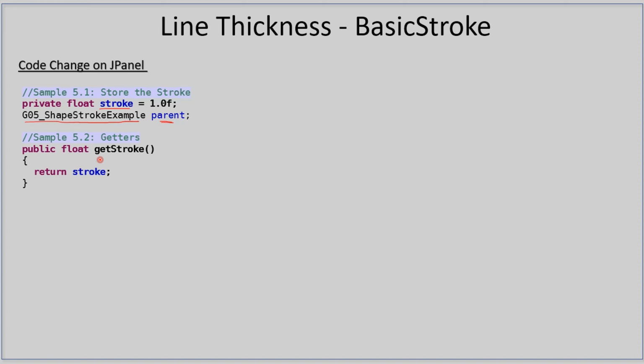Next, we have a getter for this stroke, which just returns this stroke. Next, we have a member to set the parent. So for this stroke variable we have only the getter version, and for parent we have only the setter version.